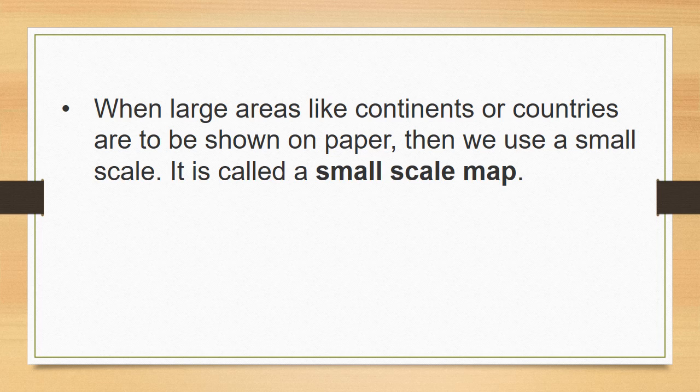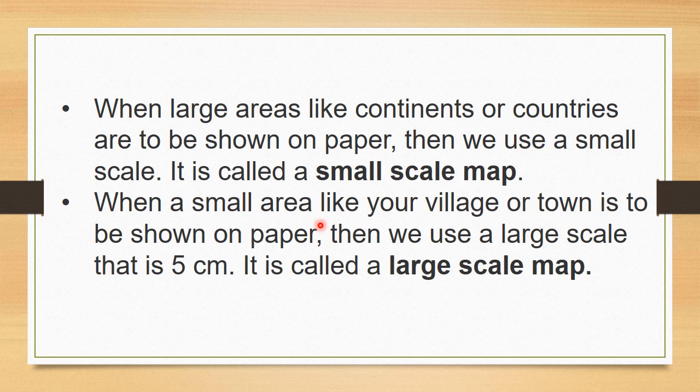So next we are going to see about small scale map. So what is a small scale map? When large areas like continents or countries are to be shown on paper, then we use a small scale. That is called a small scale map. So when large areas like continents and countries need to be shown on a map, what will we use? We will use small scale. Okay, that is called a small scale map.